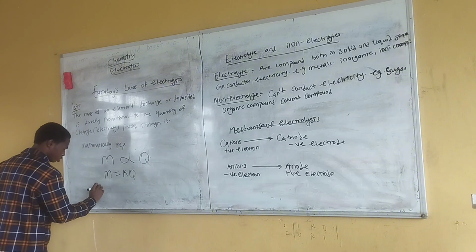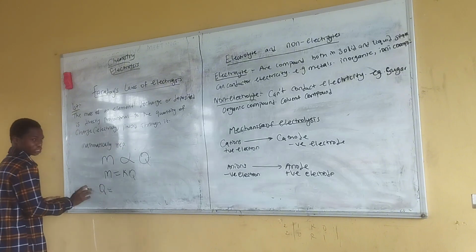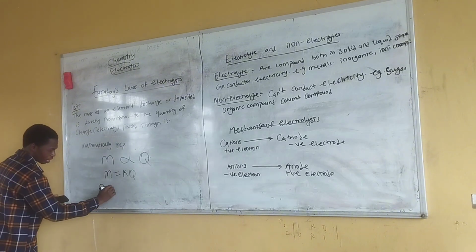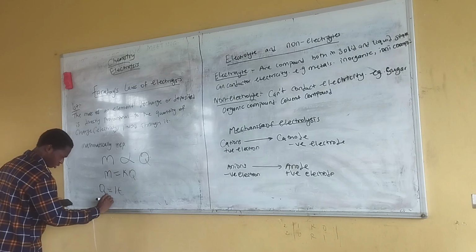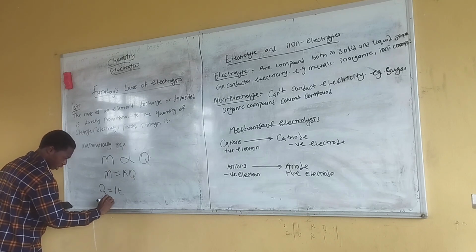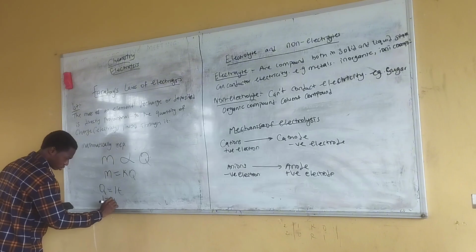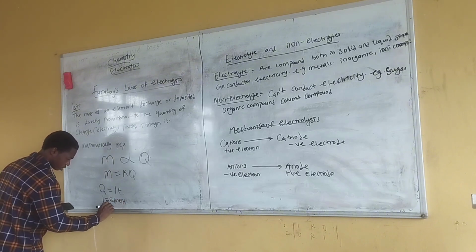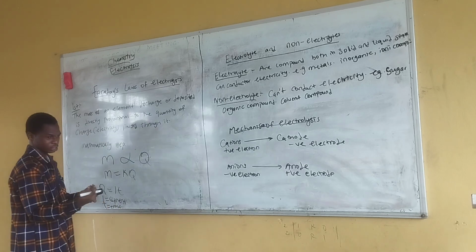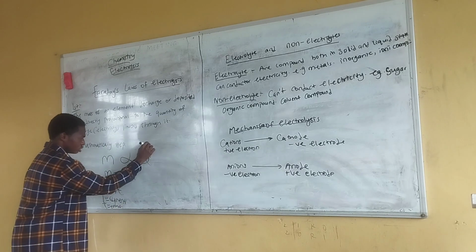Now this Q, quantity of charge, is what? It is I times T. I is current, T is time taken. That's what makes up a quantity of charge. k is a constant, in this case, a constant.